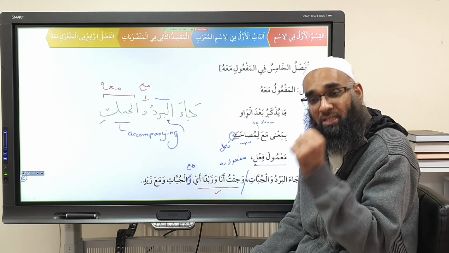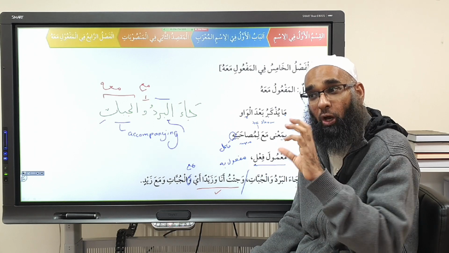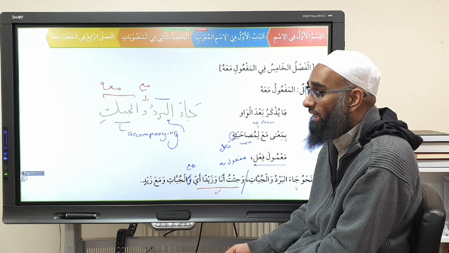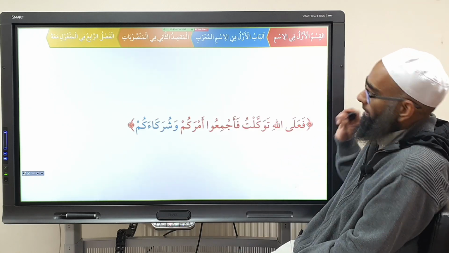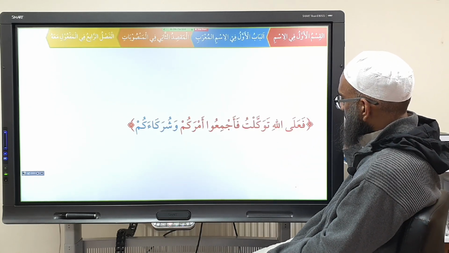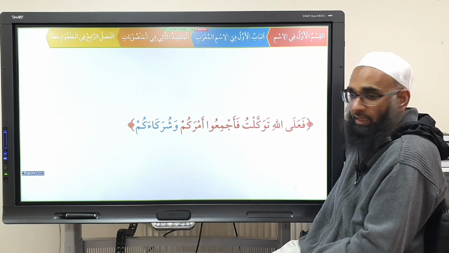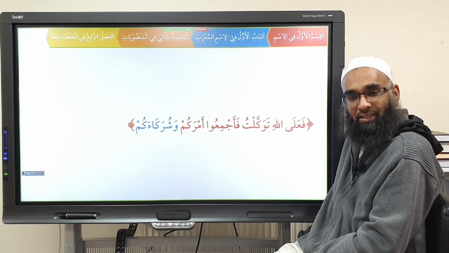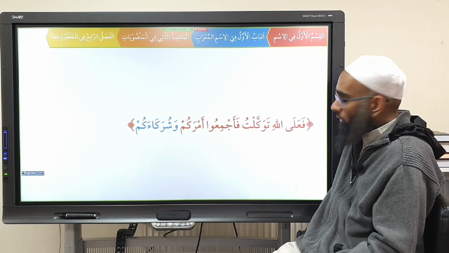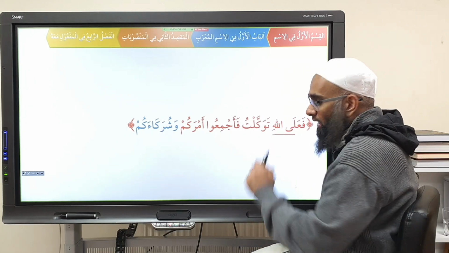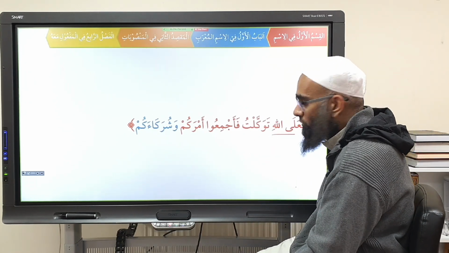Wherever you see a maf'ul ma'ahu in the Quran, it's not like in a mansub state where you can actually see it very obviously and clearly. Here's one example. فَعَلَى اللَّهِ تَوَكَّلْتُ. Tawakkaltu means to rely. So I rely upon Allah subhanahu wa ta'ala, and Allah is muqaddam lil hasr. I rely and I depend upon Allah subhanahu wa ta'ala.